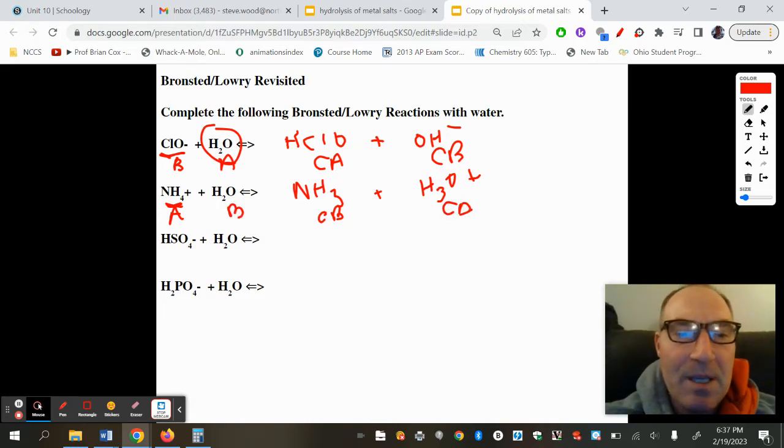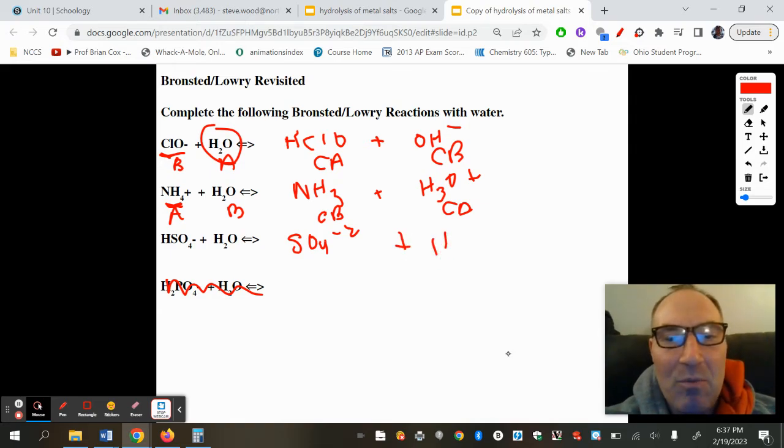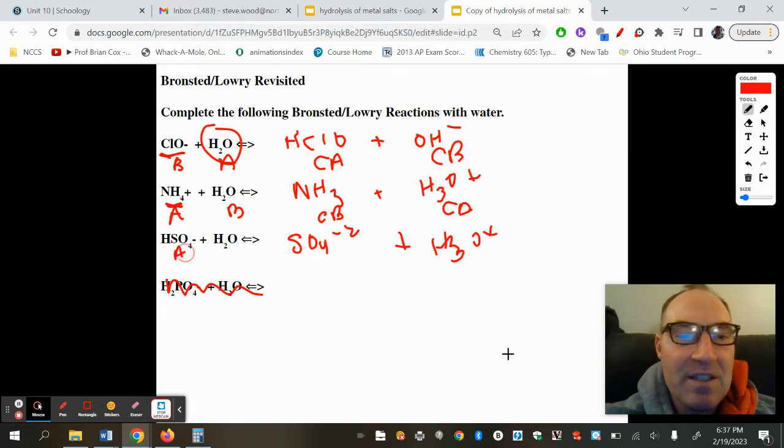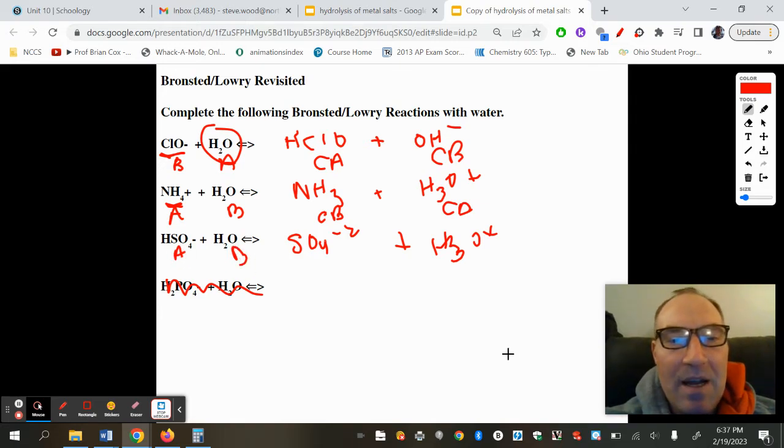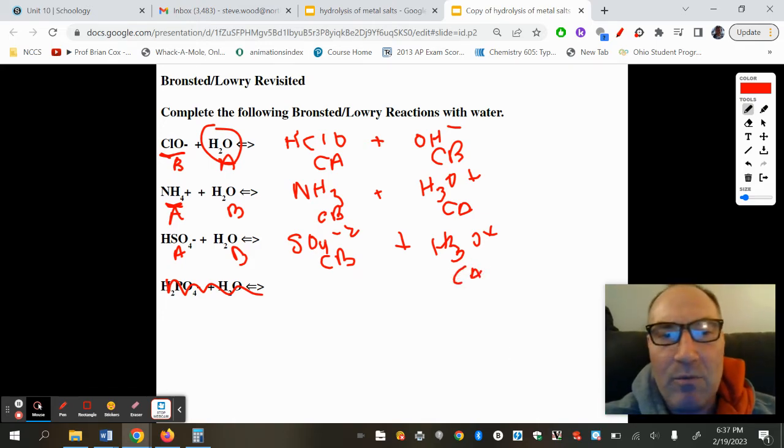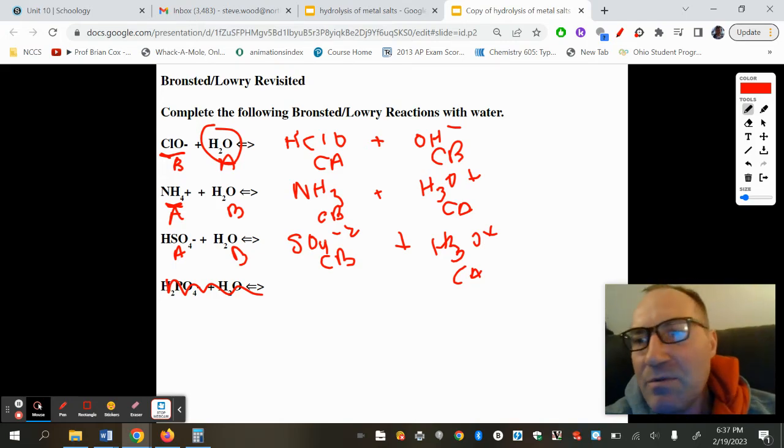I'll do one more, and then we're going to skip this one. So we have SO4 minus 2, and then we have H3O plus, and it's the same thing as the one above. This is my acid. This is my base. This is my conjugate base, and this would be my conjugate acid. So when I'm doing these, the biggest thing is to look where the H's are and know that someone is going to be a loser, someone is going to be a gainer, and that's just what happens with those ones.